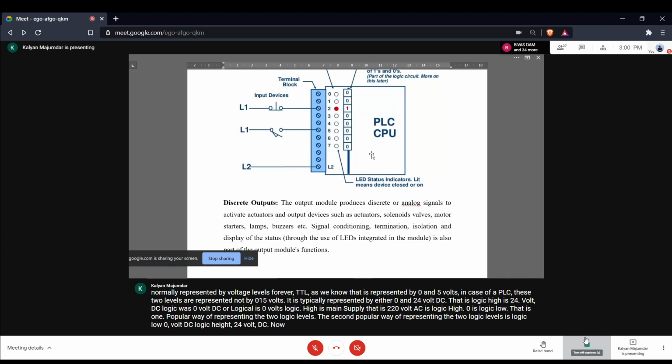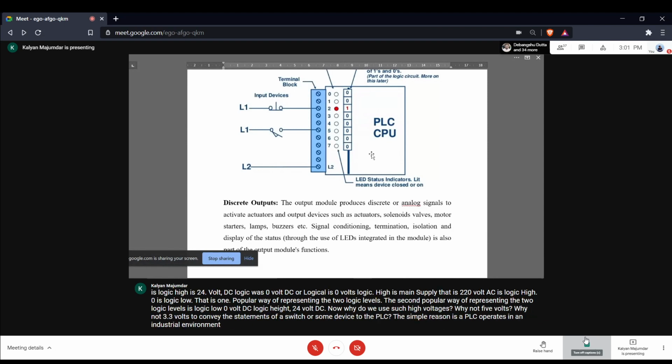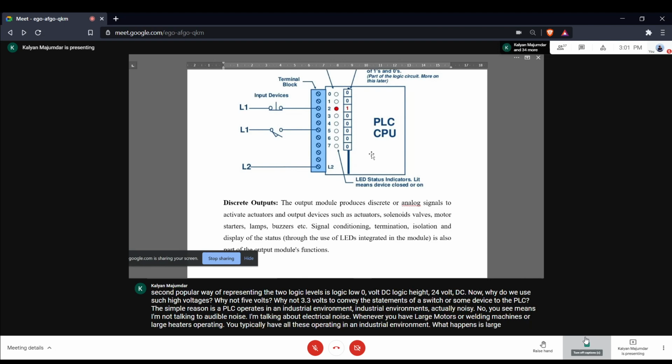Now, why do we use such high voltages? Why not 5 volts? Why not 3.3 volts to convey the status of a switch or some device to the PLC? The simple reason is a PLC operates in an industrial environment. Industrial environments are extremely noisy. Noisy means I'm not talking about audible noise. I'm talking about electrical noise. Whenever you have large motors or welding machines or large heaters operating in an industrial environment, what happens is a large amount of electrical noise.